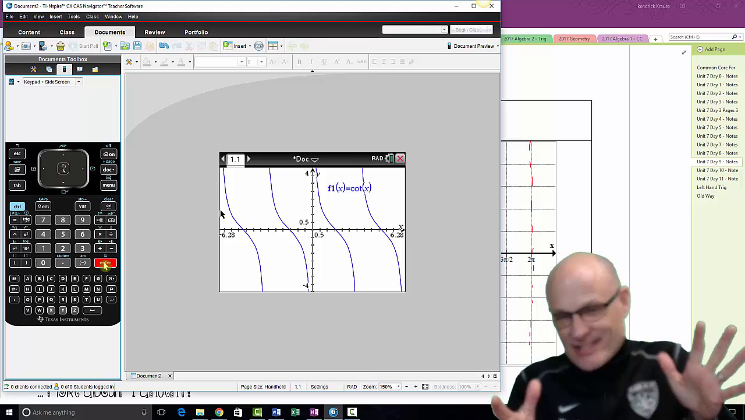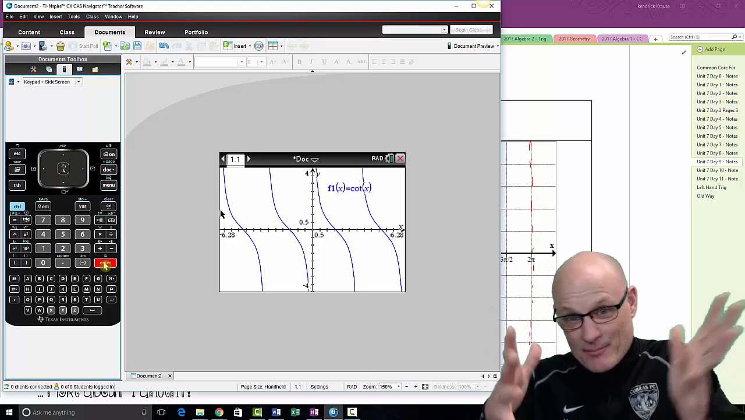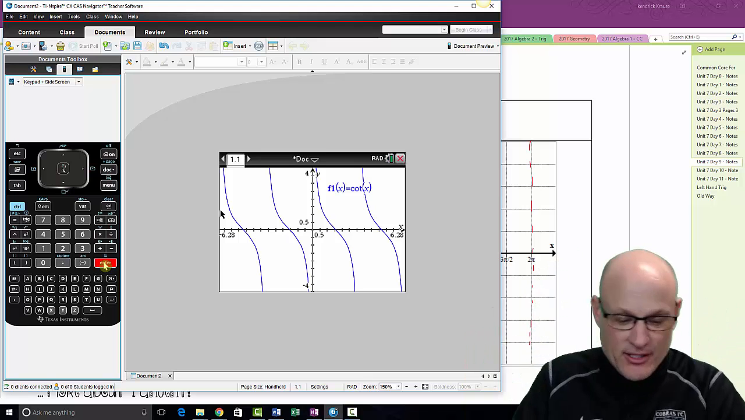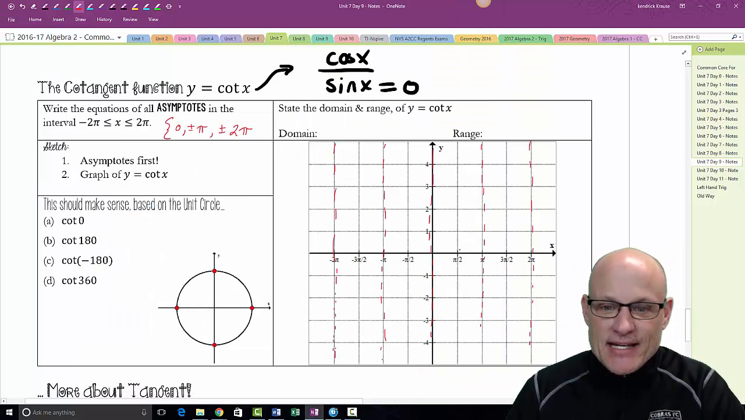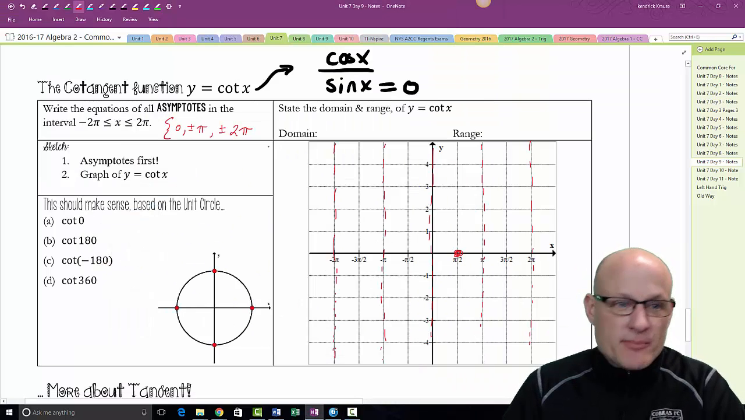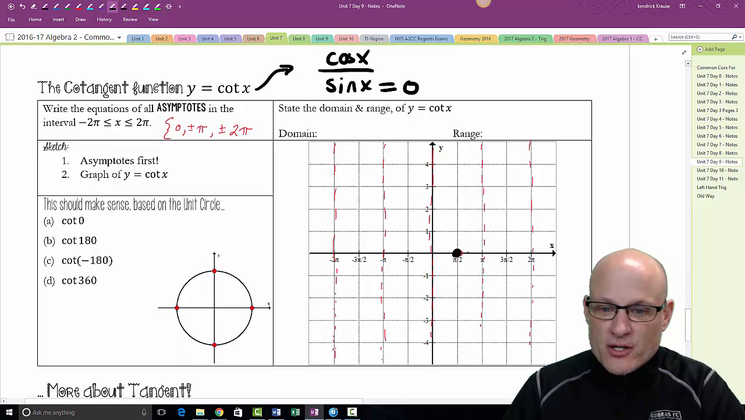So it kind of looks like the tangent curve, but it's coming down, not up. Tangent goes up, cotangent comes down. So, again, at these in-between points, they're going to be our zeros. Let's graph it in black. They're going to be our zeros.